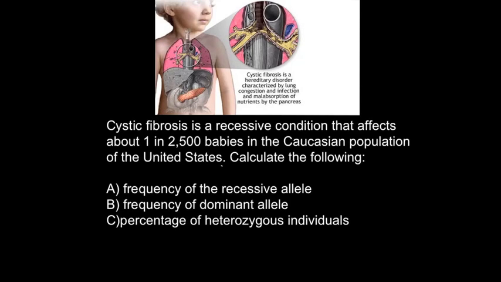For our third sample problem, we're going to be dealing with cystic fibrosis. This is a genetic disorder that leads to congestion in the lungs and infection, and your body can't really absorb nutrients. It is a recessive condition, and it affects about 1 in 2,500 children in the Caucasian population in the U.S. Given that, we're going to calculate the following. For part A, the frequency of the recessive allele, represented by little f. For part B, the frequency of the dominant allele, big F. And for part C, the percentage of heterozygous individuals, those who have big F, little f, represented by 2pq in our Hardy-Weinberg equations.